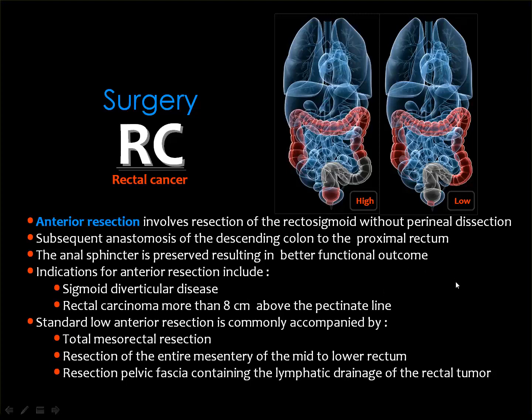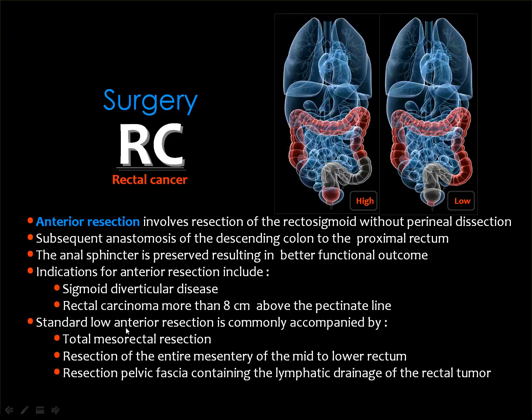And this is a very good operation where you do not need to perform colostomy, either temporary or permanent. The indications for anterior resection include sigmoid diverticular disease and rectal carcinoma more than 8 centimeters above the pectinate line.